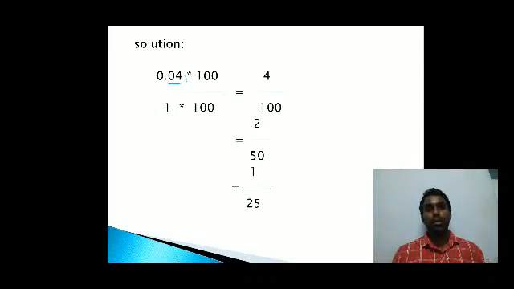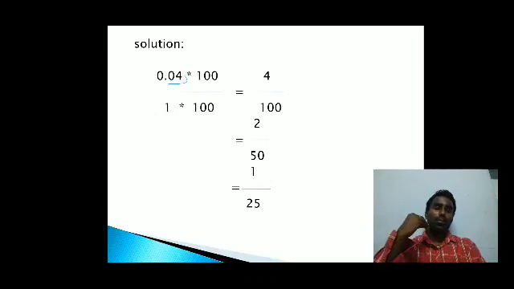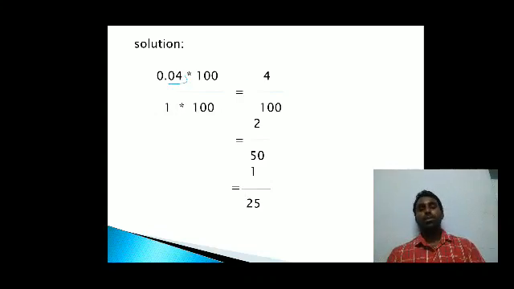Because if we divide by 1, the same number will come. For example, 2 we can write as 2 by 1, 3 as 3 by 1, 4 as 4 by 1, 5 as 5 by 1. Likewise, any number can be written divided by 1. If we divide by 1, the same number comes. So I have taken 0.04 divided by 1. Why, sir, do we have to take it? Because we have to convert the decimal into a fraction.